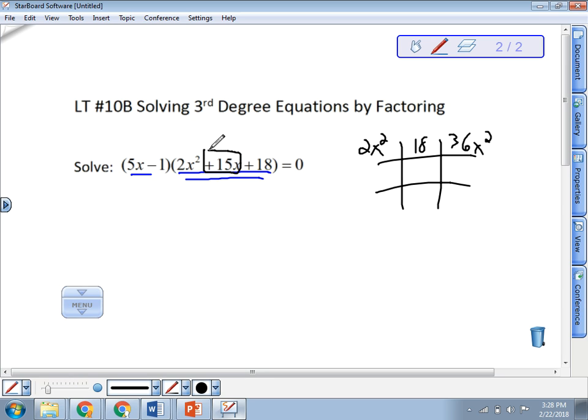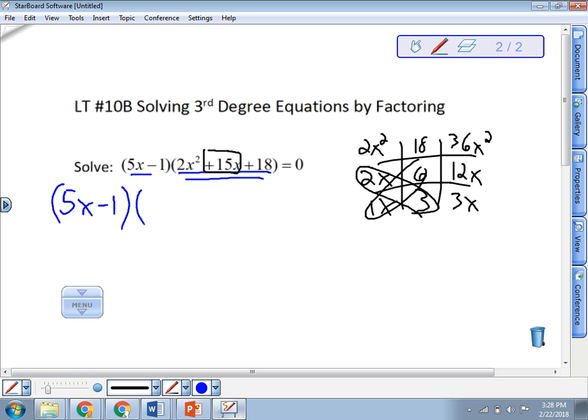Well, for 36, I'm going to try 12 and 3. 12x and 3x, yep, that multiplies to 36 and adds to 15. So now 2x is 2x and 1x. 2x times 6 is 12x, and 1x times 3. So here are my factors right here. Now when I rewrite this, I'm going to have my 5x minus 1, and then this middle section breaks down into these two factors, and that equals 0. So it's going to be 2x plus 3, and x plus 6 equals 0. I don't need the 1 there.